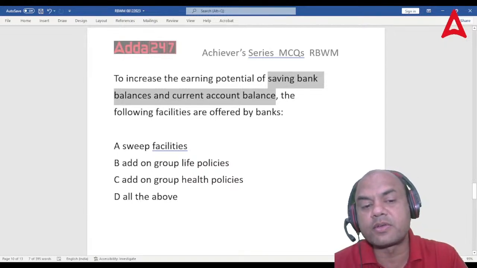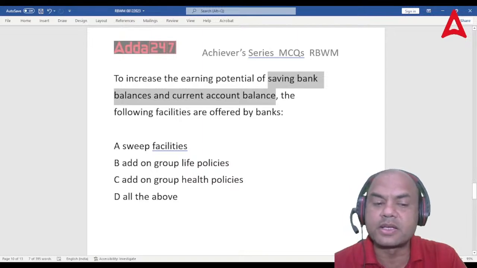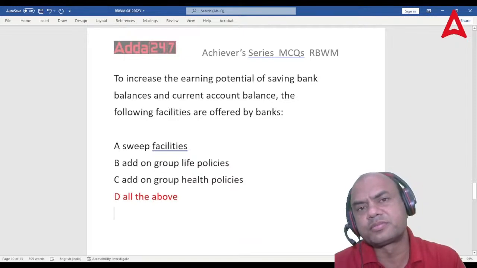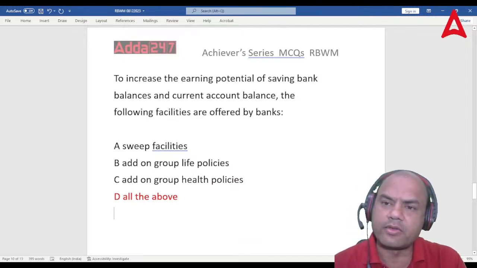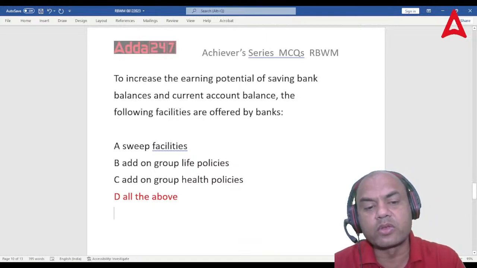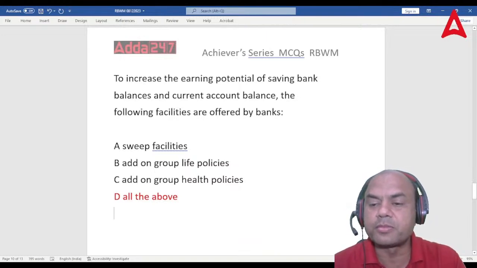So which facilities are available? Sweep, add-on life, add-on group health, and all of those. So the answer is correct. All of the above. Everything is allowed. What is sweep? I'll cover that later. We are having a separate topic on that. Okay. This you already know. Add-on group life policies, add-on group health policies.